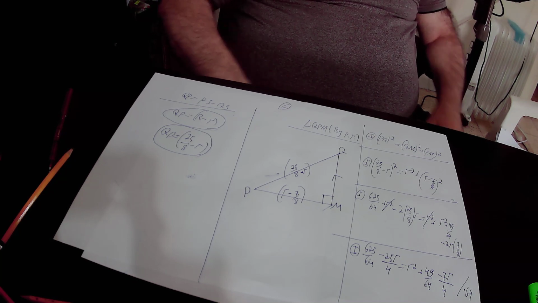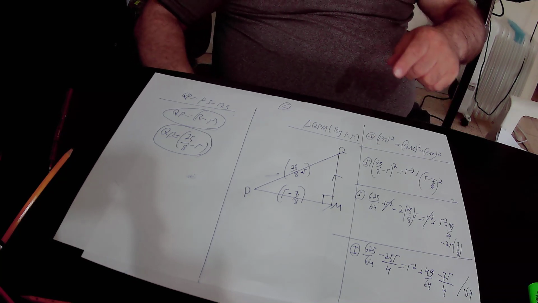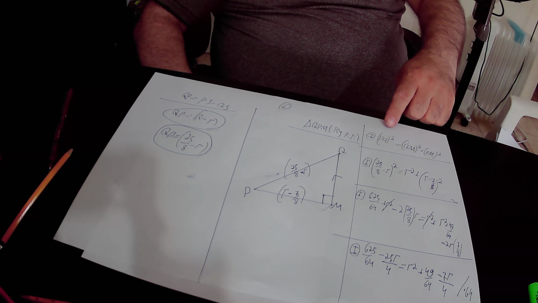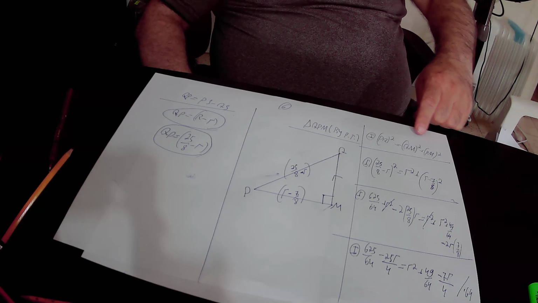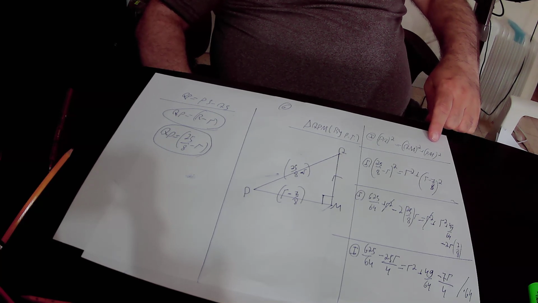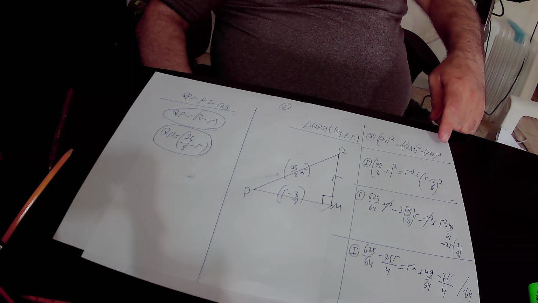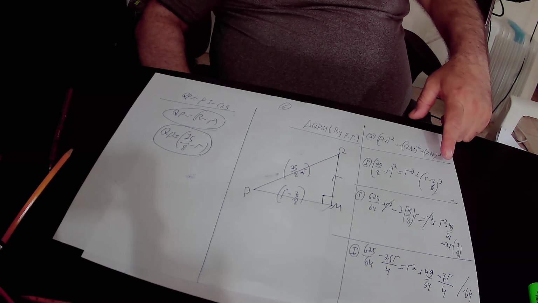Okay? So PQ equals 25 over 8 minus R, so PQ squared is (25 over 8 minus R) squared. That is equal to QM squared. QM equals R, so QM squared is R squared, plus PM squared. PM equals R minus 7/8, so PM squared will be equal to (R minus 7/8) squared.